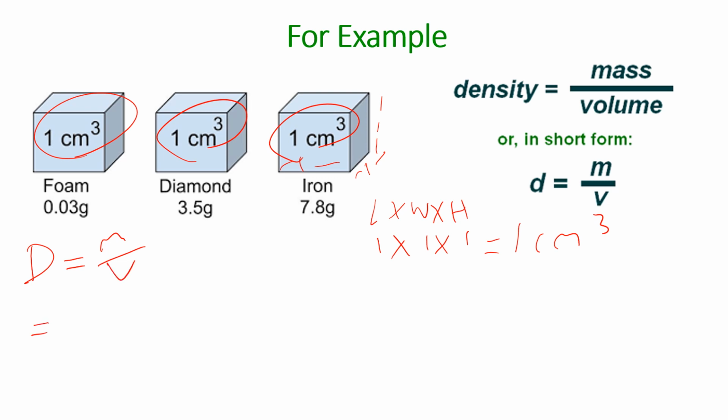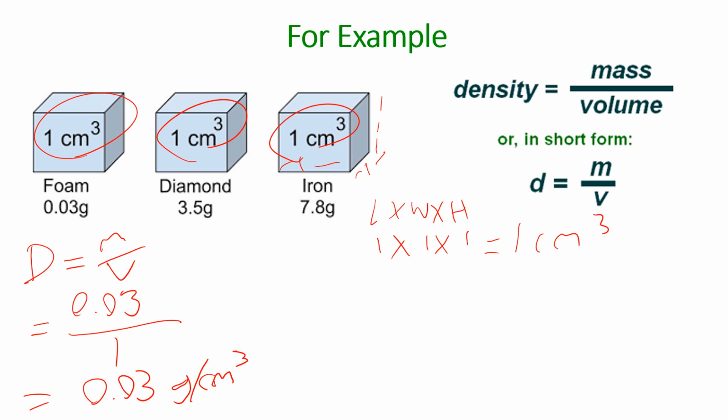So for our foam here, be careful with your decimals. We've got 0.03 as our mass. Our volume is 1. And then we just get an answer of 0.03. Now be very careful with your units. So therefore that's 0.03 grams per centimetre cubed.